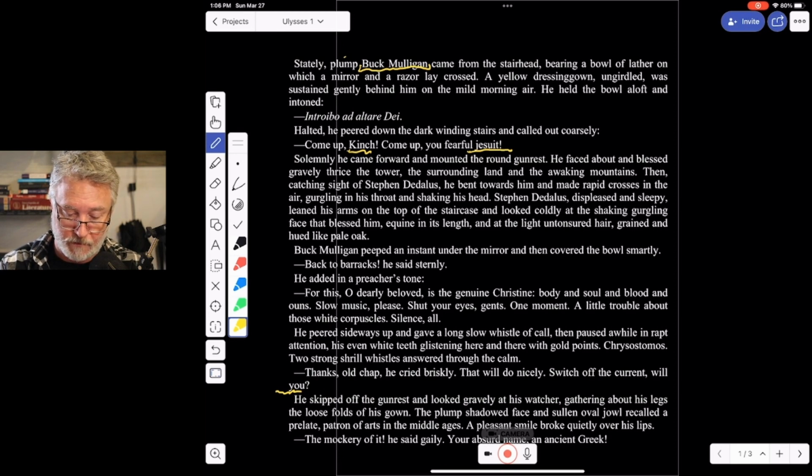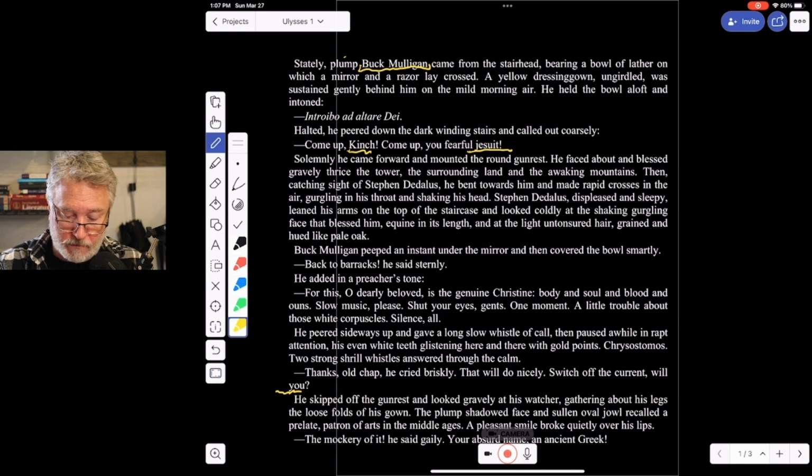So, Mulligan's up there about to shave. He yells down to his sort of friend. We'll find out more about their relationship. But he yells down to his roommate, hey, come up. And Stephen comes up to join him on top of the tower. They're at the Martello Tower, which is where they reside.